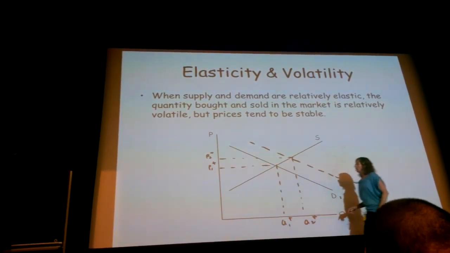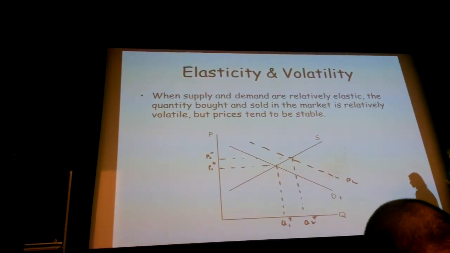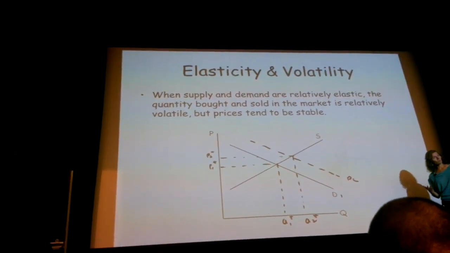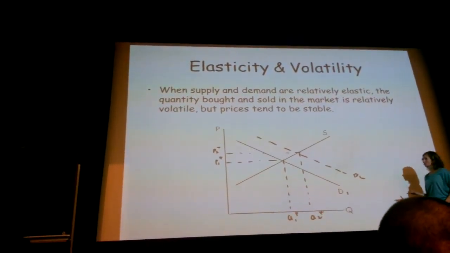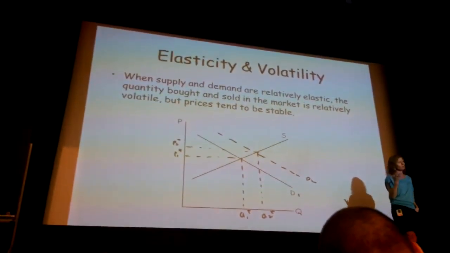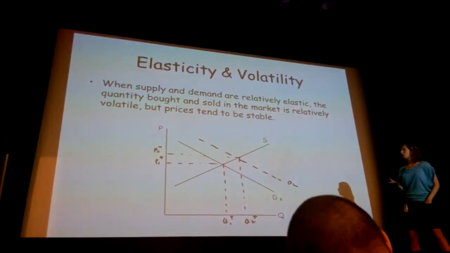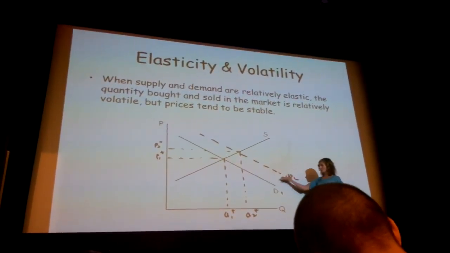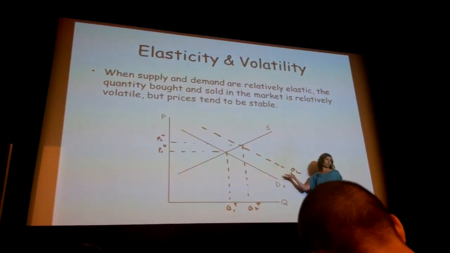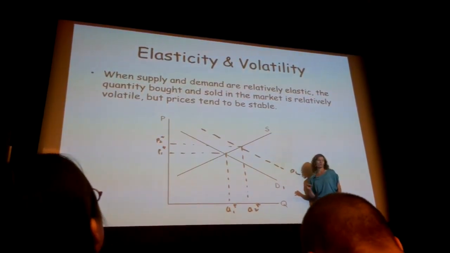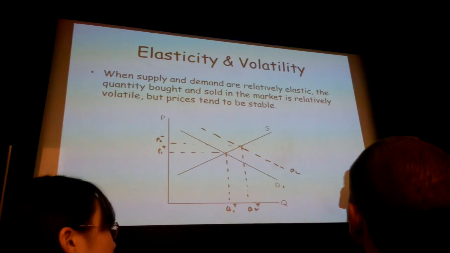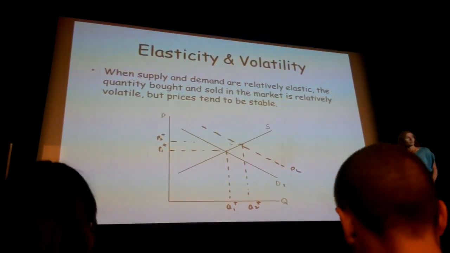So if you're trying to understand why the price of some things tends to be relatively volatile while the prices of other products in the market tend to be relatively stable, elasticity is a lot of the reason behind it. It offers a lot of explanation. Okay. Questions about this?